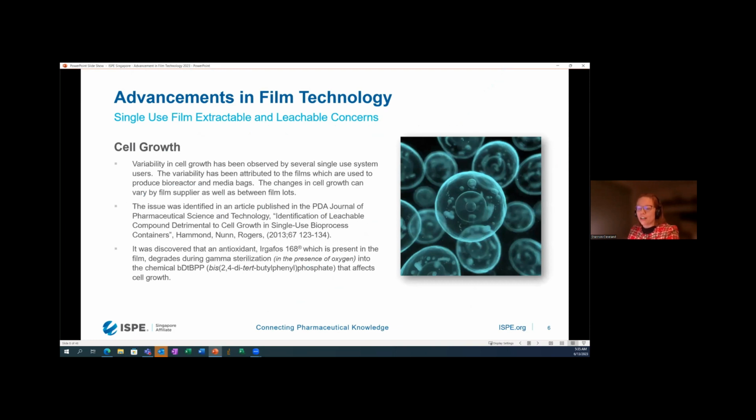Another area of concern is cell compatibility. Customers note variable cell growth that can change by film supplier and even between lots of the same film. A study published in the Journal of Pharmaceutical Science and Technology discovered that the antioxidant Irgafos 168 degrades during gamma sterilization into 2,4-di-tert-butylphenyl phosphate, and this chemical can negatively impact cell growth.